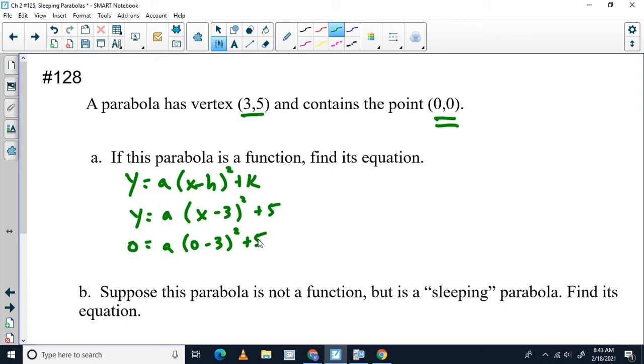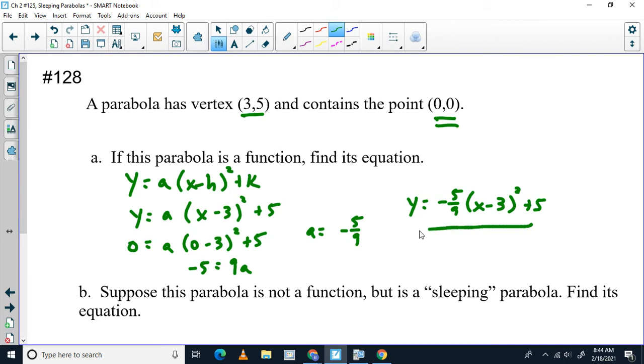So remember, probably best bet is to take care of this 5 first. So I'm going to subtract 5 to the other side. -3 squared will be 9. And so my a value is going to be -5/9. So our equation here, y equals -5/9 times (x minus 3) squared plus 5. So hopefully that one wasn't too bad.